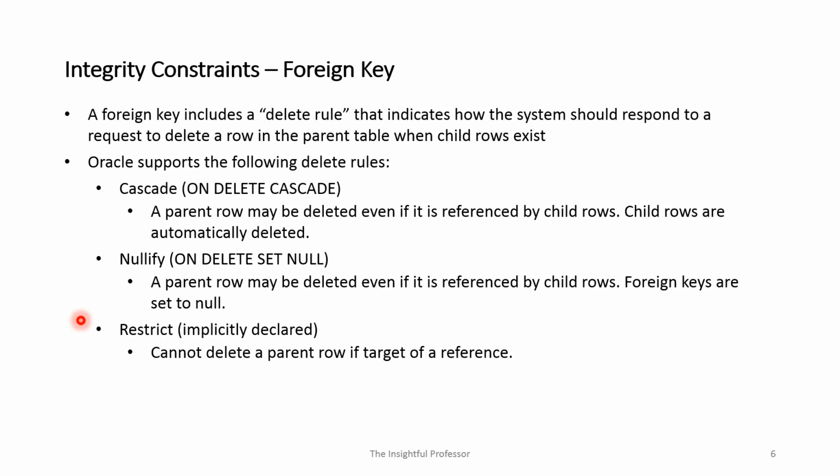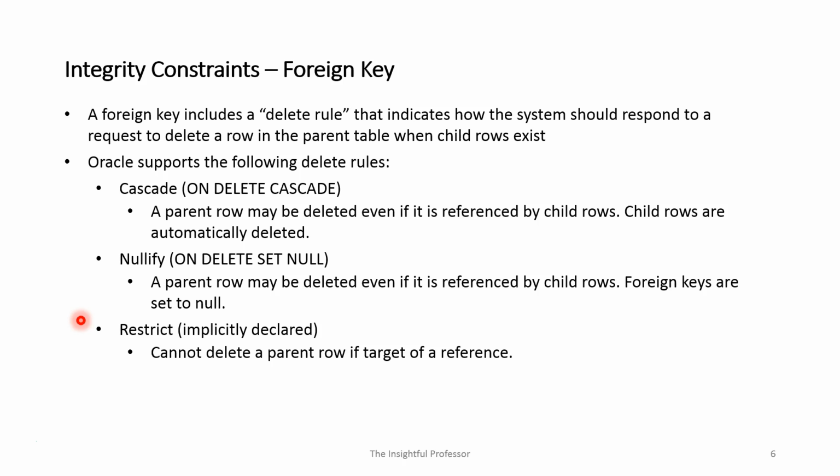The other integrity constraint tied to the primary key is something called a foreign key. Whereas the primary key implements a feature called entity integrity, a foreign key implements something called referential integrity.